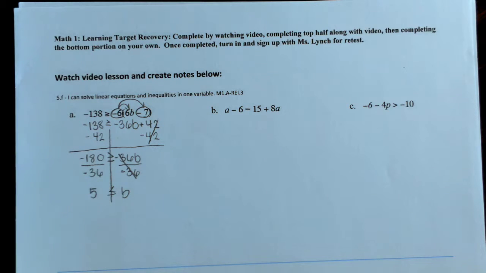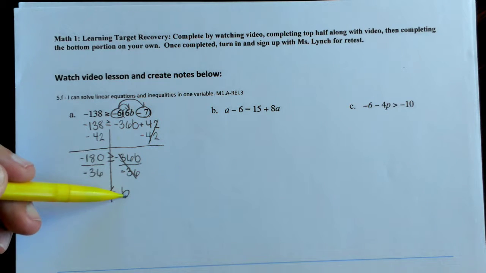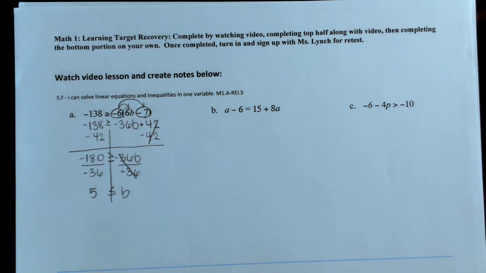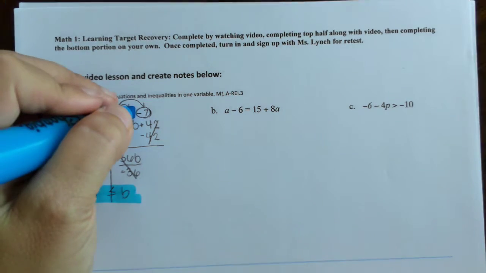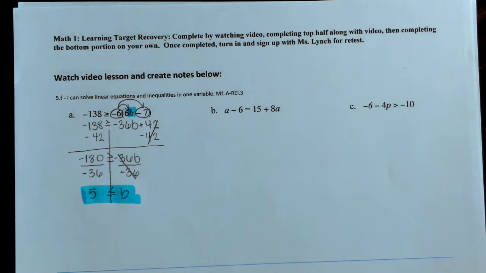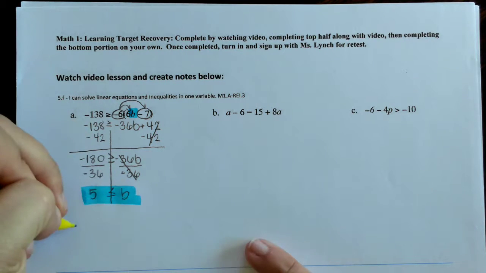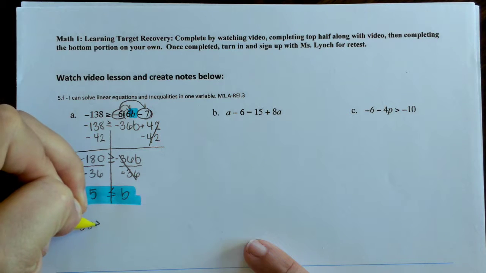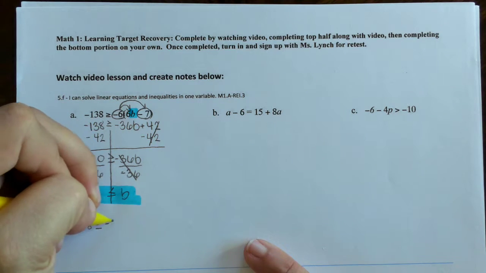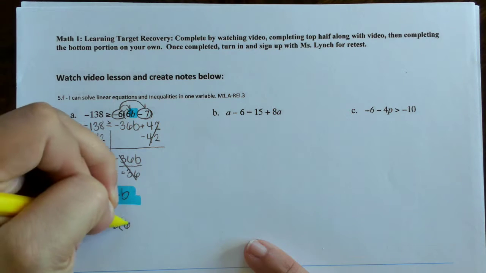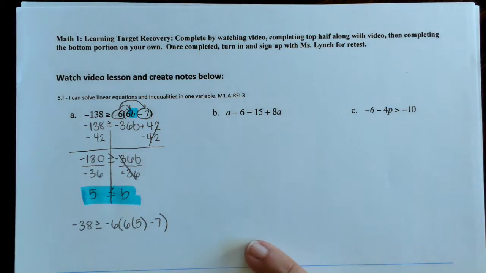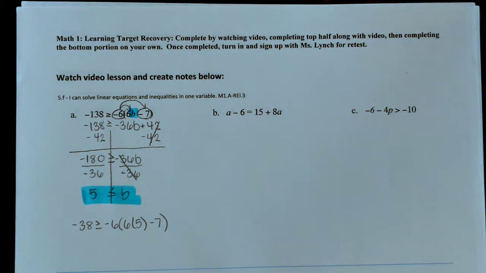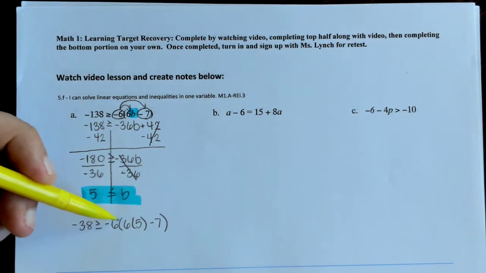5 is less than or equal to b, right? And you want to be substituting that value back in and checking your answer to make sure that you're correct. So as you were working through these and you were complete, you could have gone back and checked your work. And so going back there and saying -138 is going to be less than or equal to -6 parentheses 6 times 5 minus 7. Okay?